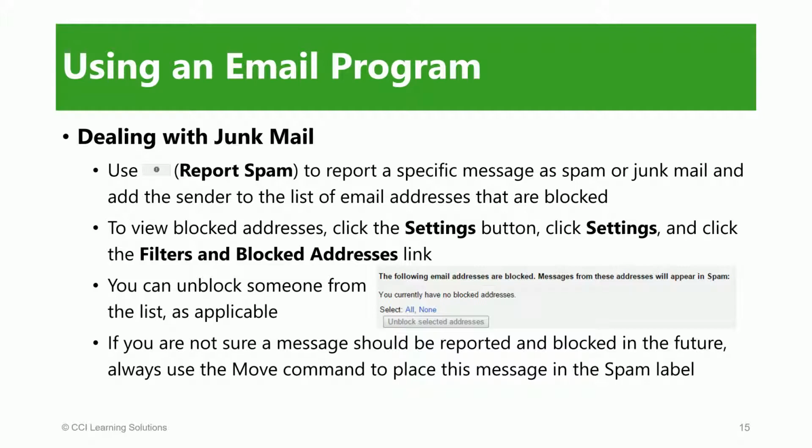Dealing with junk mail. Use Report Spam to report a specific message as spam or junk mail and add the sender to the list of email addresses that are blocked. To view blocked addresses, click the Settings button, click Settings, and click the Filtered and Blocked Addresses link. You can unblock someone from the list as applicable. If you are not sure a message should be reported and blocked in the future, always use the Move command to place this message in the spam label.